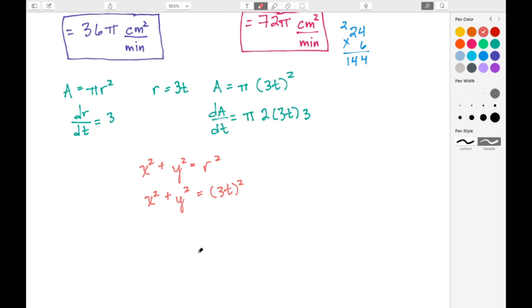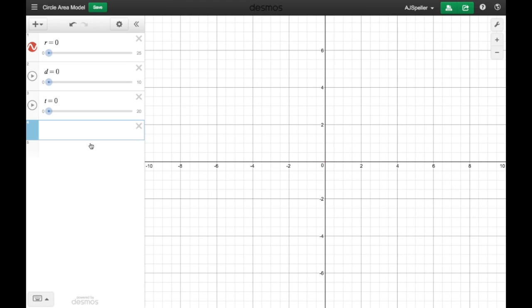And one extra thing we're going to do just for the model is change this into an inequality. We want the inside of the circle to be shaded, so we're going to change this equation to x squared plus y squared is less than or equal to the quantity 3t squared, because that's going to allow us to shade the inside of that circle. So let's put that equation into our model here.